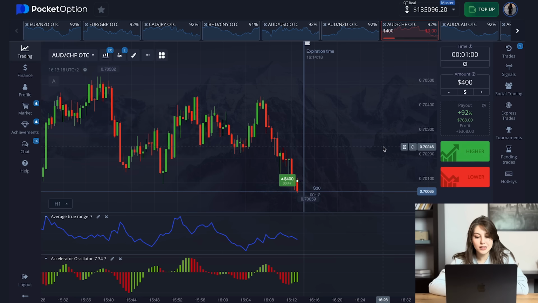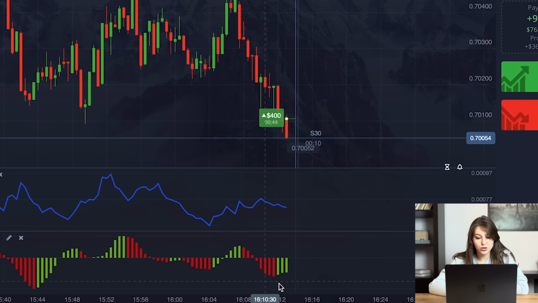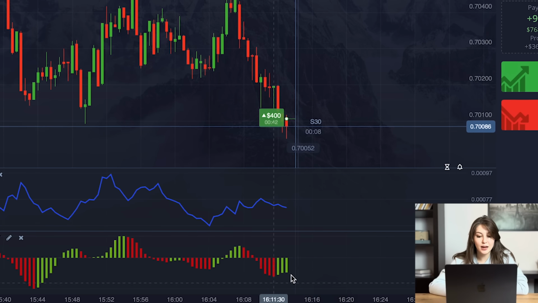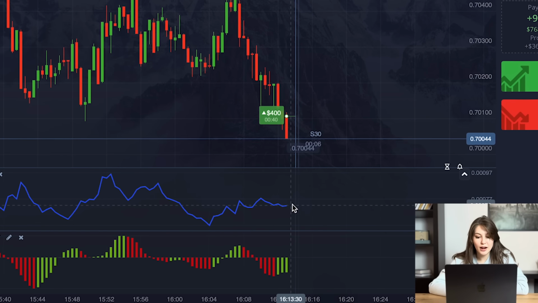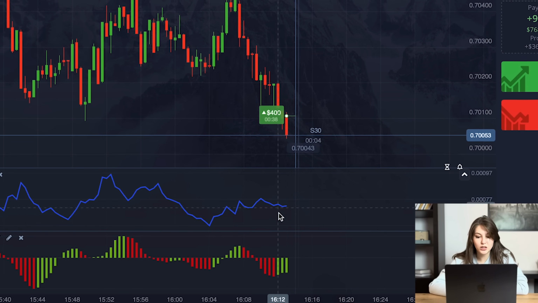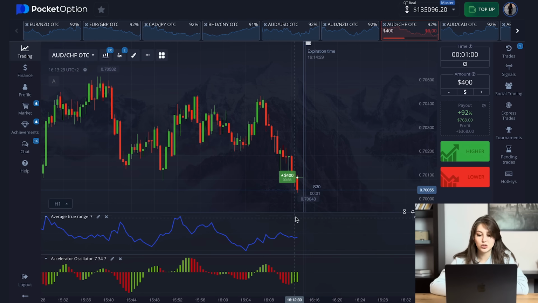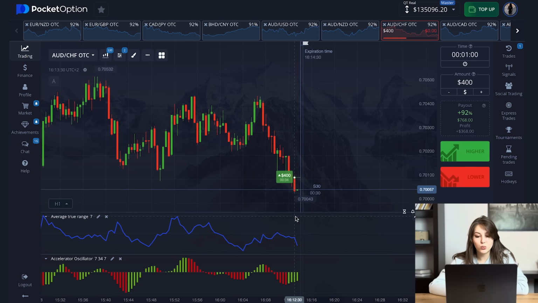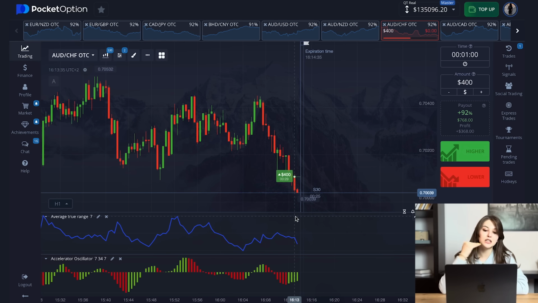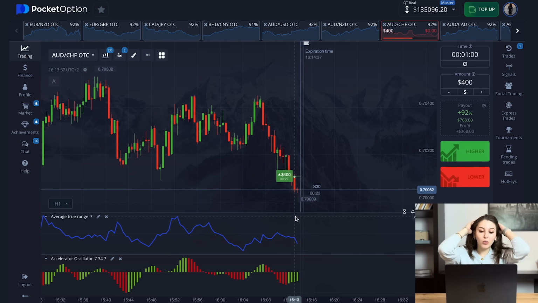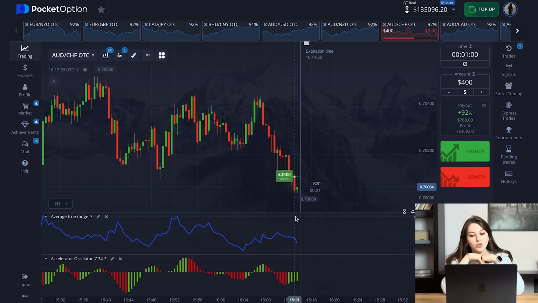So as you can see, we have the buyers right now, so they came to our asset. Also the average true range put the price at higher positions right here, and we continue to grow very strictly and very slowly, but we still continue to do that.